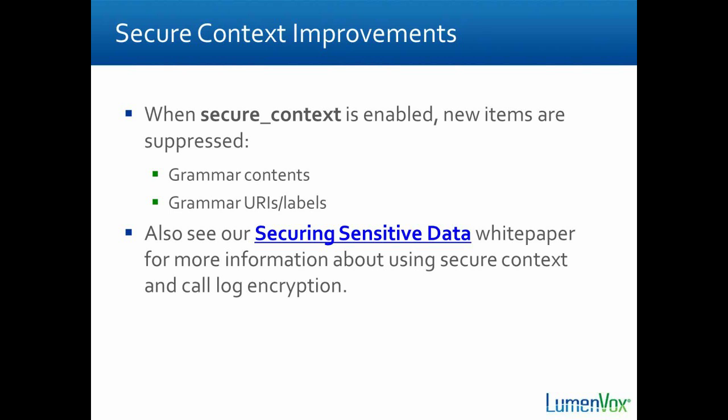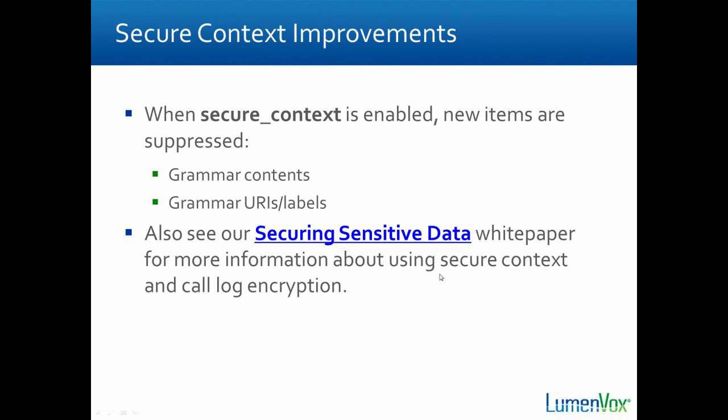We have also expanded that, again, this was per customer request, and we thought it seemed reasonable. If you turn on secure context, then the contents of any grammars that you load will be suppressed, as well as grammar URIs and labels. Some customers pointed out that they did actually have sensitive information inside of grammars. If you're customizing grammars to include social security numbers, for instance, or credit card numbers, or any other kind of personal identifying information, make sure that does not get logged.